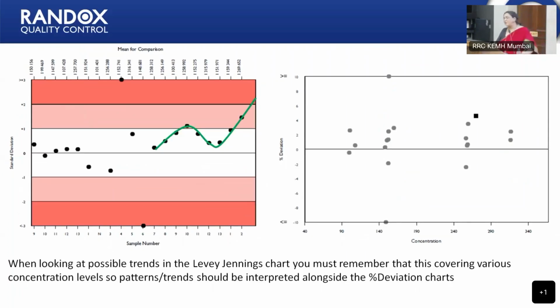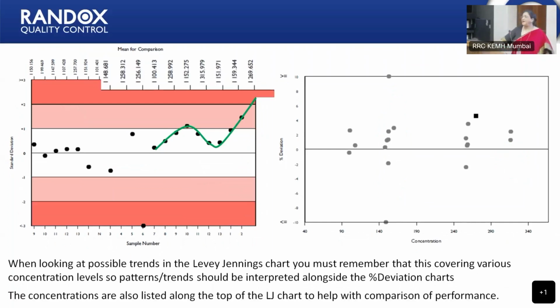Of course, when we are correlating this, we should always remember that the concentration level is very, very important. The LJ graph also shows the concentration, that is the mean with which the results are compared, at the top x-axis. And you can also compare the variation of the results from the top x-axis mean.